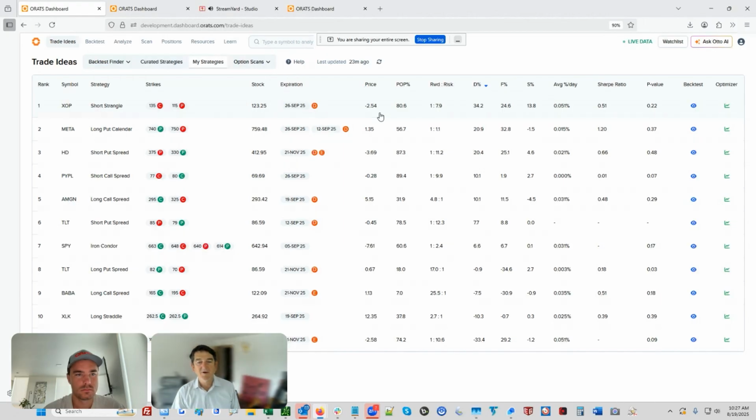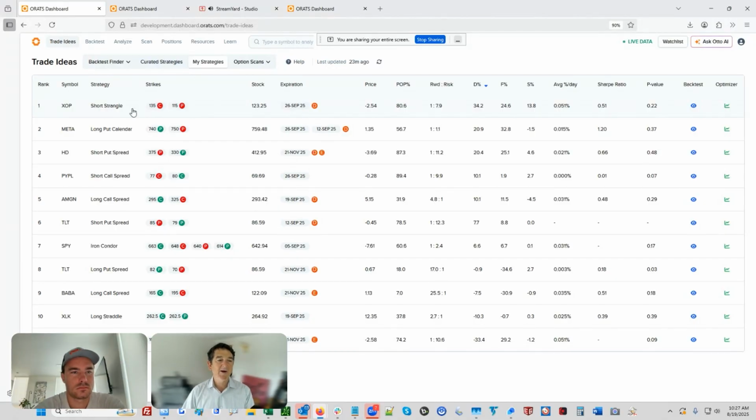How is this type of strategy looking? Now, this is a short strangle. I never trade short naked anything. So what I do with a short strangle is buy a very wide long strangle against it. So I'm protected on units, but that happens to be the best one right now.